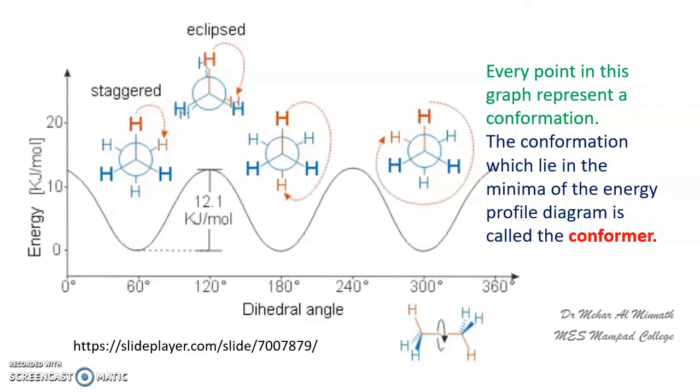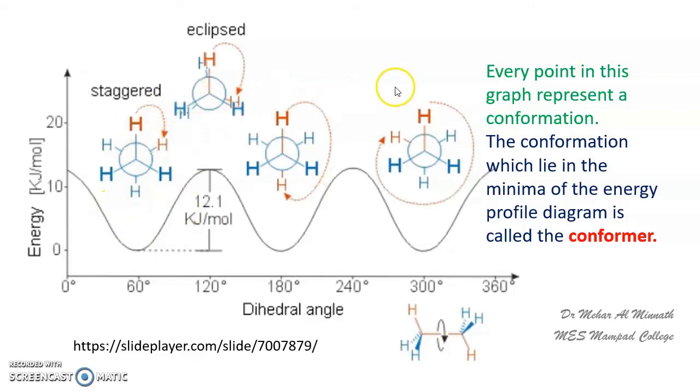So you can say that all conformations are not conformers, but all conformers are conformations. Staggered is a conformation. It is a conformer too. Eclipsed is a conformation, but it is not a conformer. Hope you got the point.